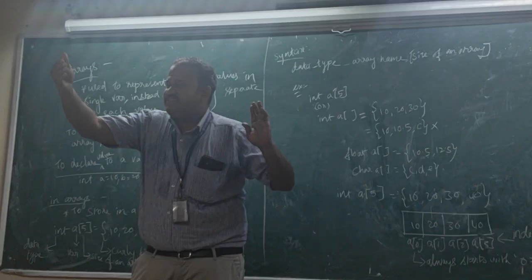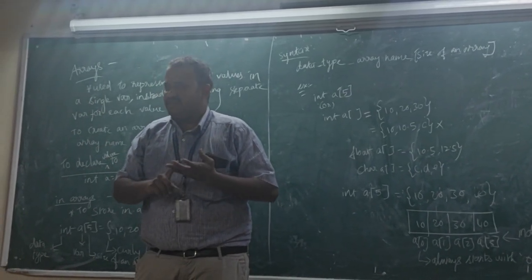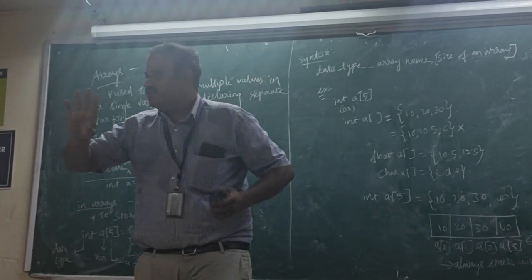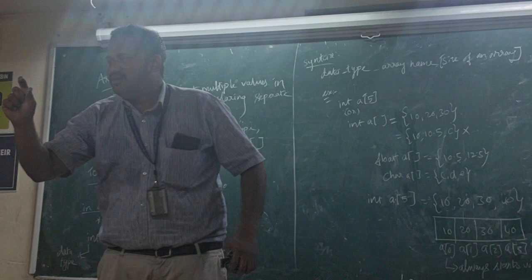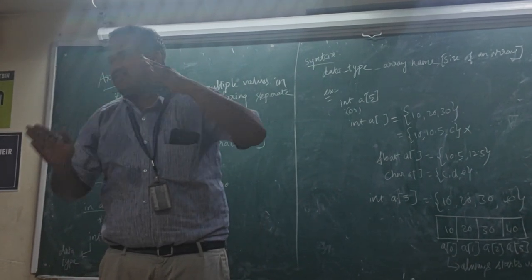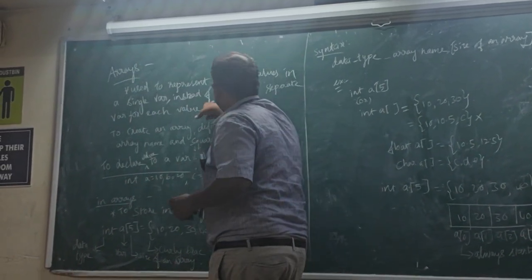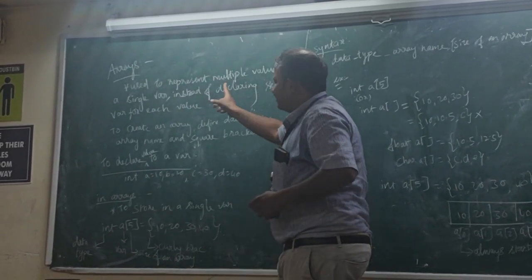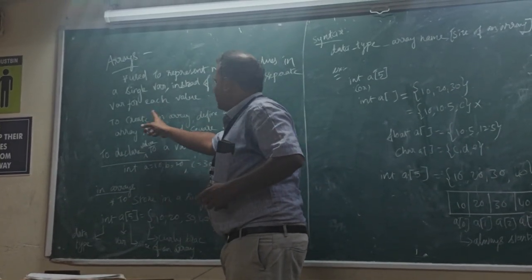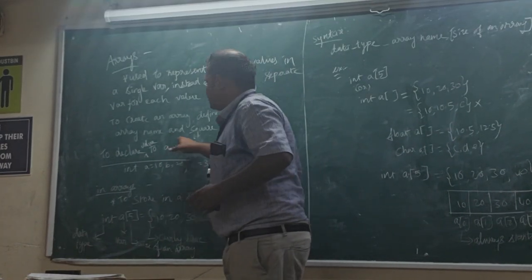This is classified into two: one is the one-dimensional array, and the other is the two-dimensional array. A one-dimensional array means you can store many values in a particular variable. A two-dimensional array is considered in rows and columns, which we will discuss next. Arrays are used to represent multiple values in a single variable instead of declaring a separate variable for each value. To create an array, define the data type, array name and square brackets. So this is the syntax.